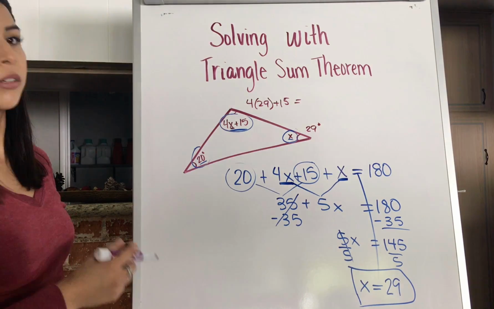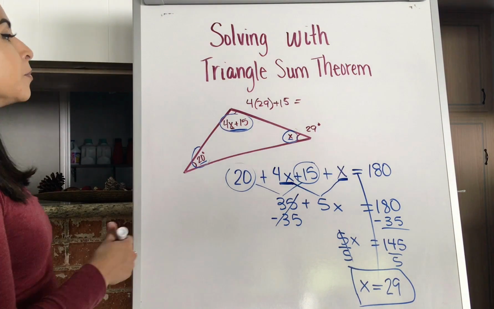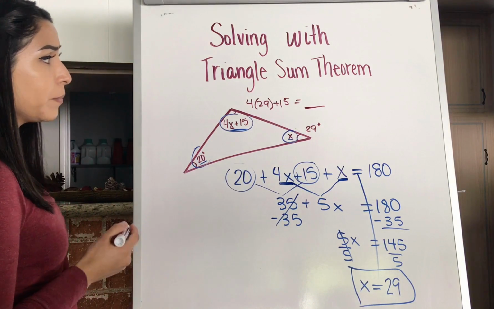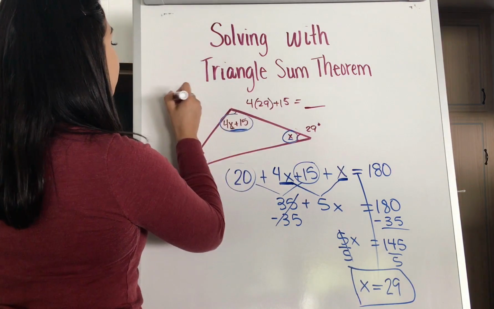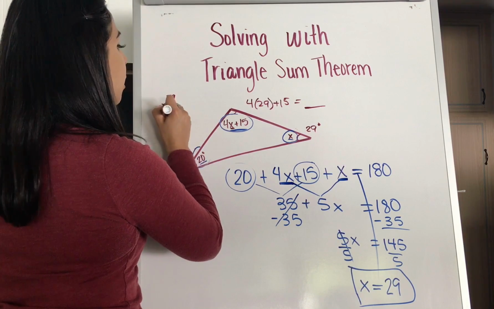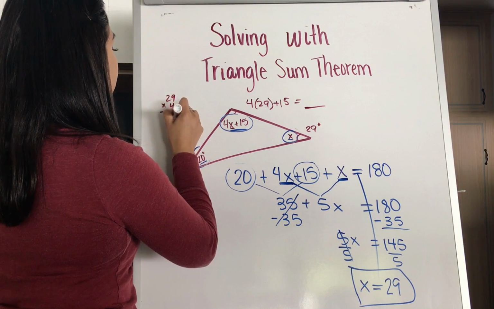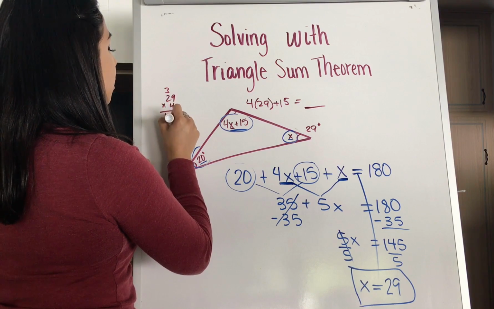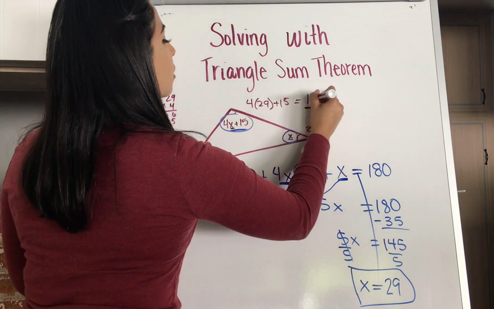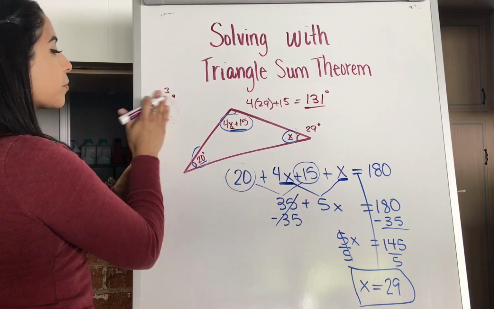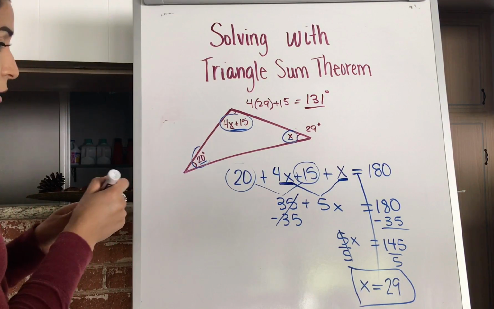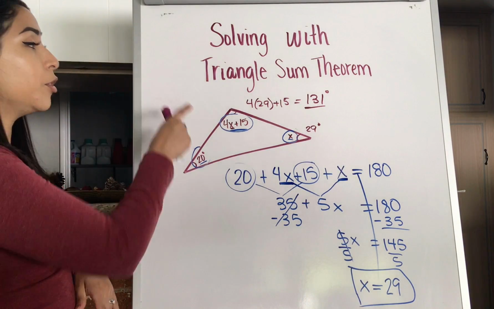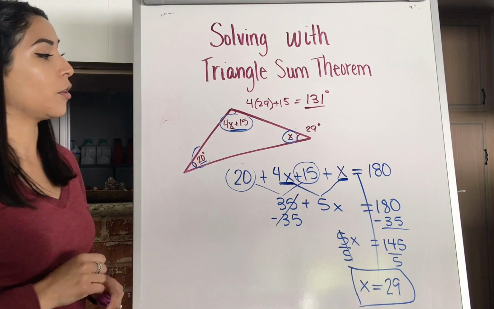I don't know what that is, I don't know my calculator. But then you could go back and find out what all those angles are. I guess I should probably do that. 29 times 4 is 116, plus 15 is 131. And there's my 3 angles. Or sometimes it just wants you to solve for the x and stuff. But either way, you can use the triangle sum theorem to solve for all those missing pieces there.